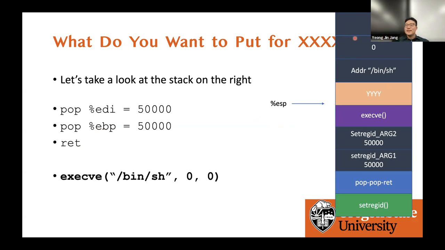So the rule is very simple. If you want to call a function with zero arguments, there's no requirement for a pop instruction. Just put the other function's address. If you have one argument, pop return, and then the other function's address. If you have two arguments, pop pop return, then the other function's address. Three arguments, pop pop pop return. And you can easily find around six pop-and-returns in the program's assembly code. So with up to six arguments, there will be no problem chaining the functions.